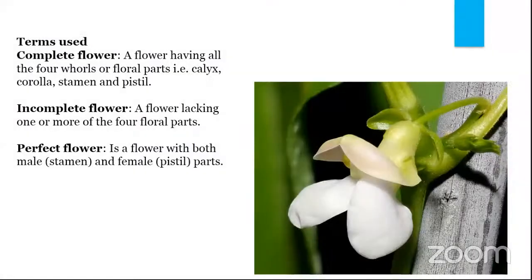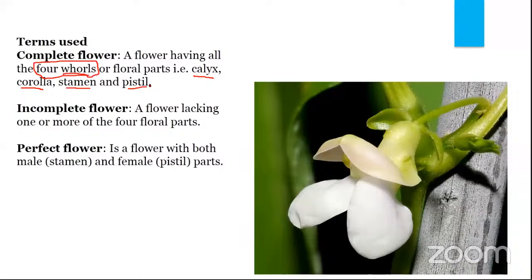Looking at the terms used, we also have terms that we use when we are learning about flowers. We shall begin with one term called the complete flower. A flower is said to be complete if it has all the four floral whorls, okay? That is the sepals, the petals, the androecium or stamen, and the pistil or gynoecium. Those are the four floral whorls of the flower, which you must understand.